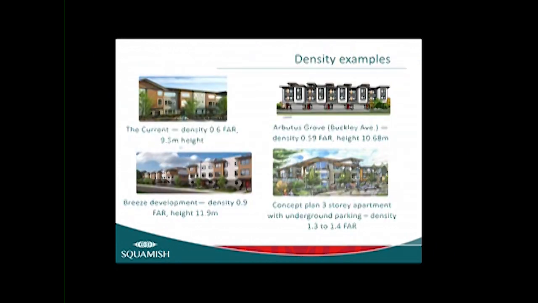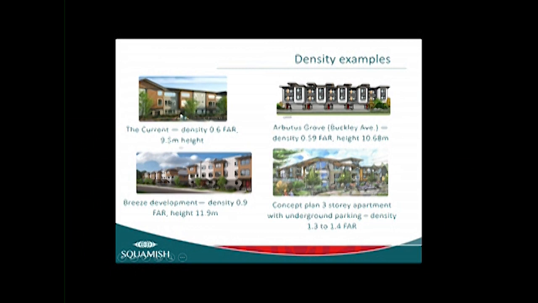So just looking at a couple of examples that we had looked at in this neighborhood, on the right-hand side here, the Arbutus Grove development went up quite recently on Buckley Avenue. It built within the RM1 zone. It just came in under that 0.6 FAR, and it meets the height of 10.68. So it's 2 stories above ground level parking, and it's got these kind of roof patios on top.